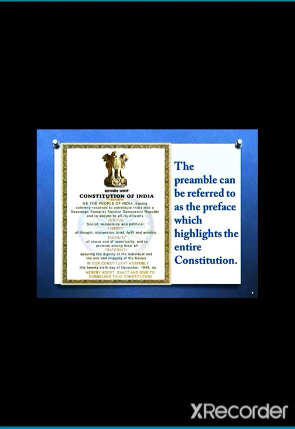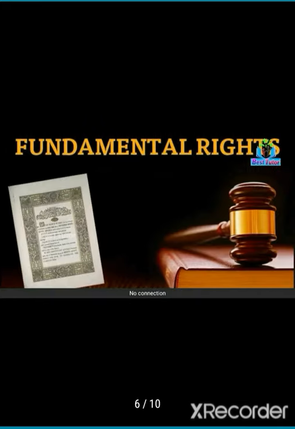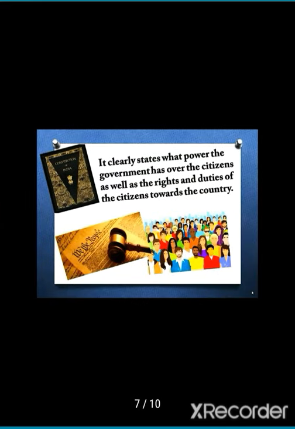Dear students, how does the Constitution help us? A Constitution gives every citizen some basic rights. These are called fundamental rights. These rights are for the well-being of the citizen. It clearly states what powers the government has over the citizens as well as rights and duties of the citizens towards the country.